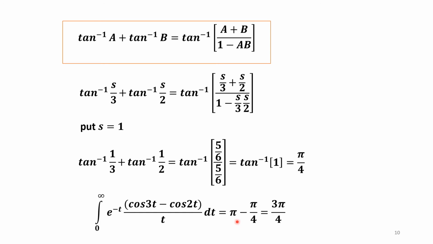So the main thing is, since we have to put s is equal to 1, we cannot leave the answer in this form. We can leave it unless it is given to prove some result, then we have to make use of the tan inverse of A plus tan inverse of B formula to simplify tan inverse of 1 by 3 plus tan inverse of 1 by 2. This is simplified to pi by 4. So already we had pi minus this answer. So pi minus pi by 4 is 3 pi by 4.